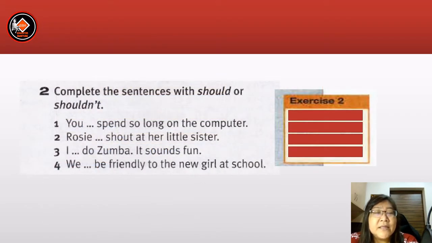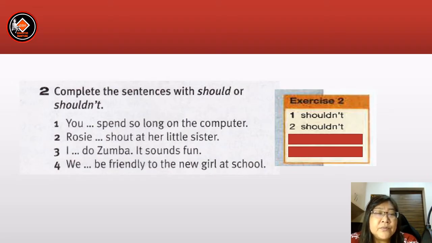For the second exercise, complete the sentences with should or shouldn't. You spend so long on the internet. So the answer is you shouldn't spend so long on the internet. Number 2, Rosie shouted at her little sister. So the answer is Rosie shouldn't shout at her little sister.